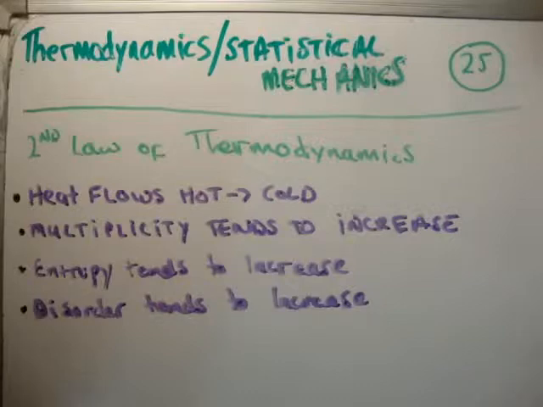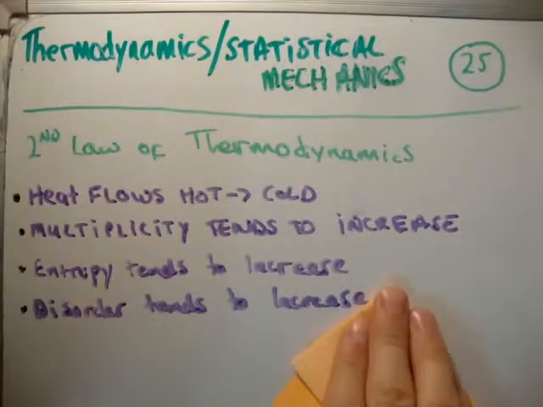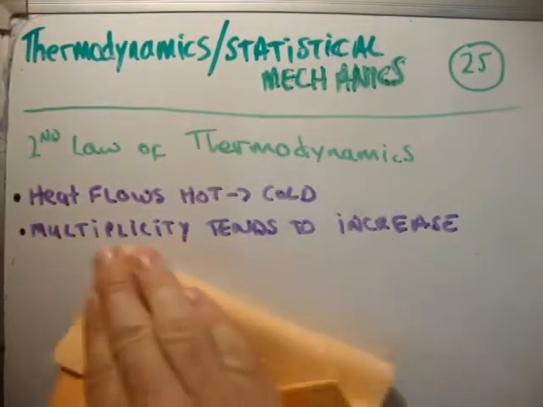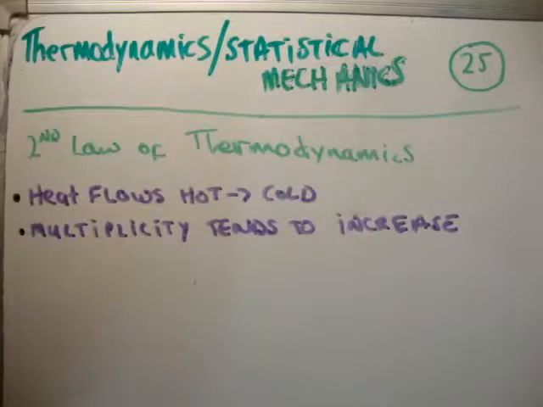Now in my next video I'm going to discuss entropy, so for that reason I'm not going to discuss entropy or disorder here, but I put them there for completeness. So really what I'm going to discuss in this video is that heat flows from hot to cold and multiplicity tends to increase. If you are following my tutorial series, we have actually seen the second law numbers of times, but I've never called it that so far. But now I'm going to actually discuss it.